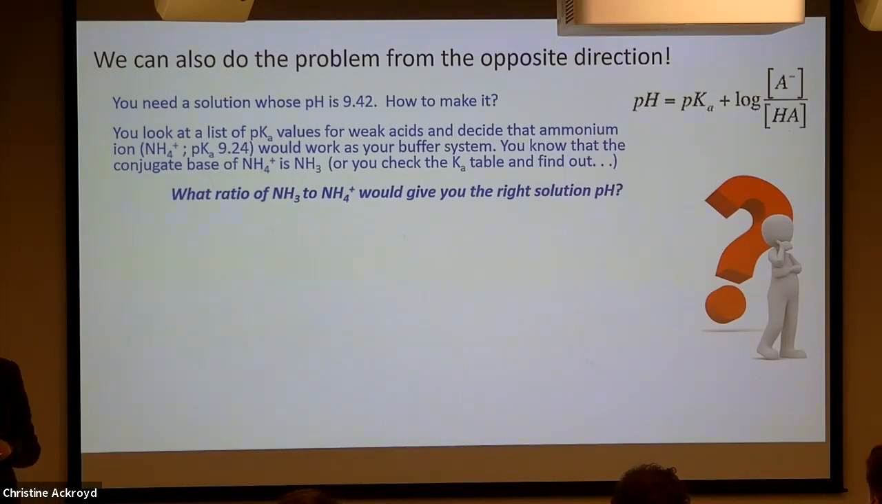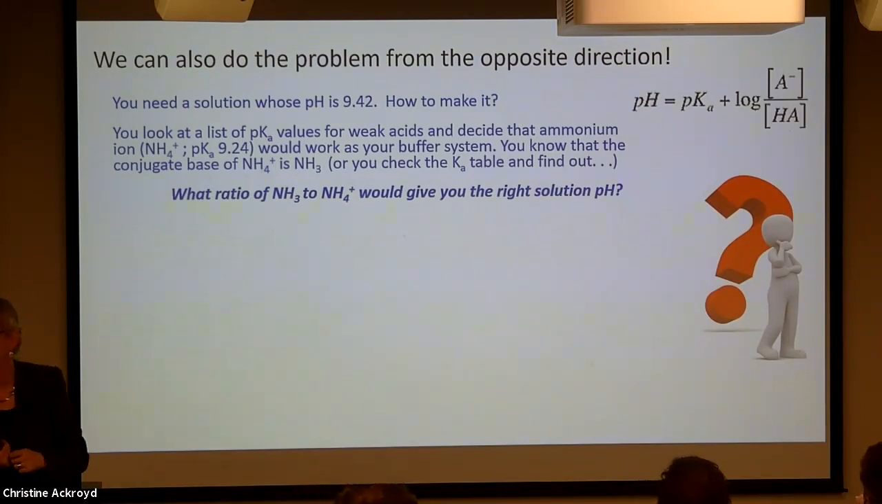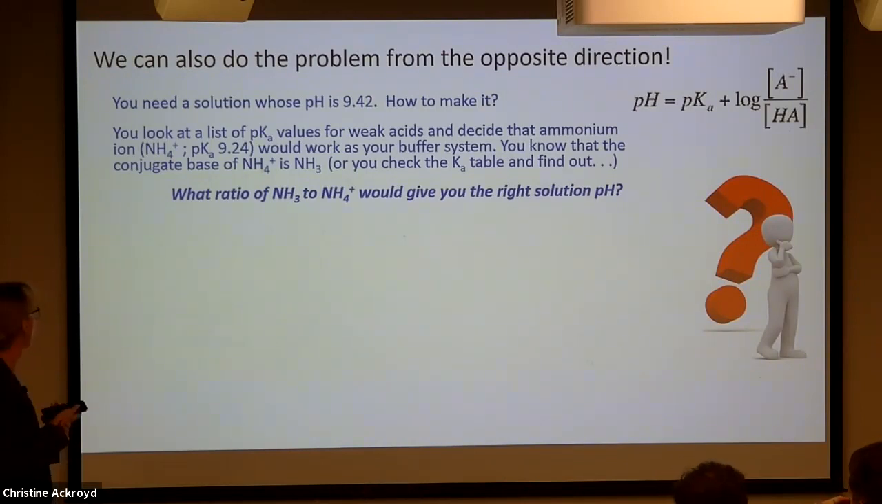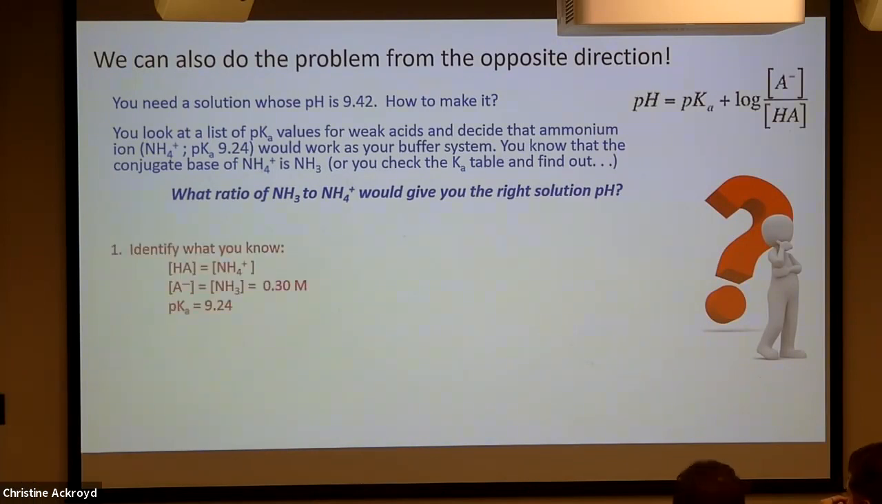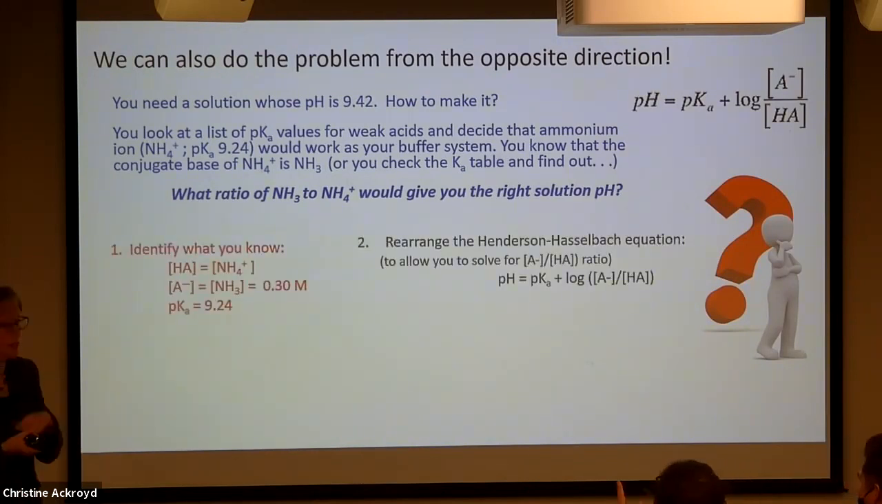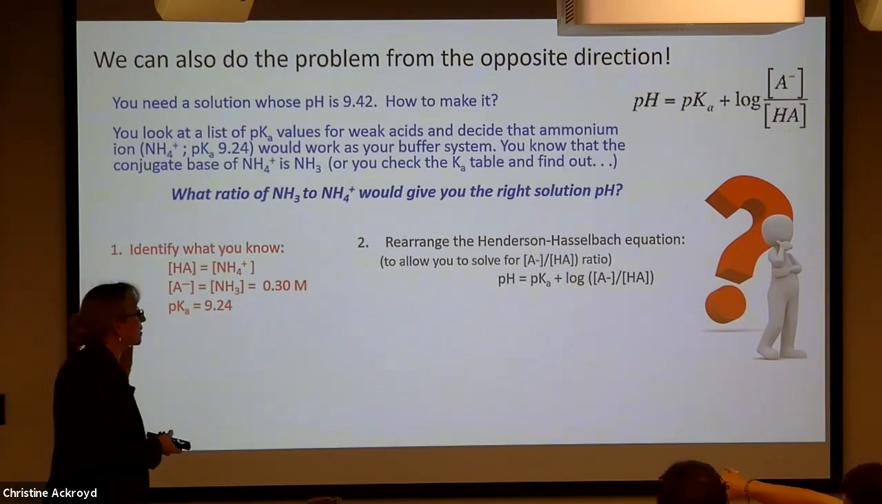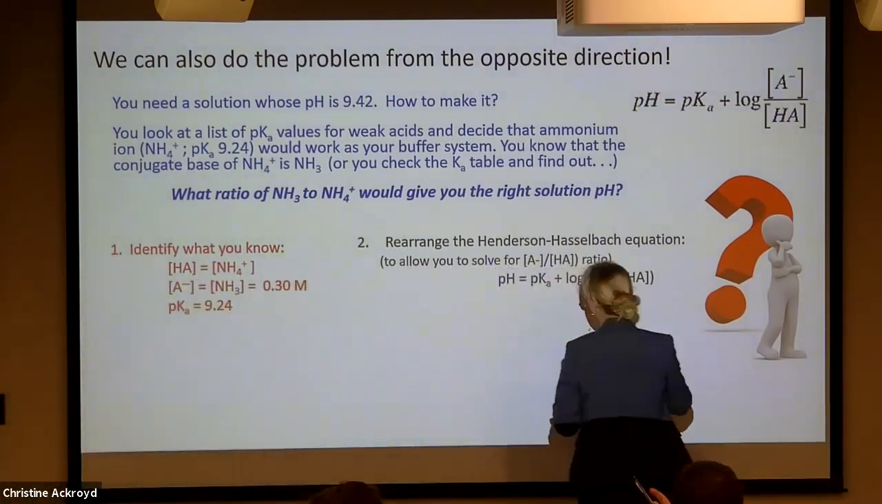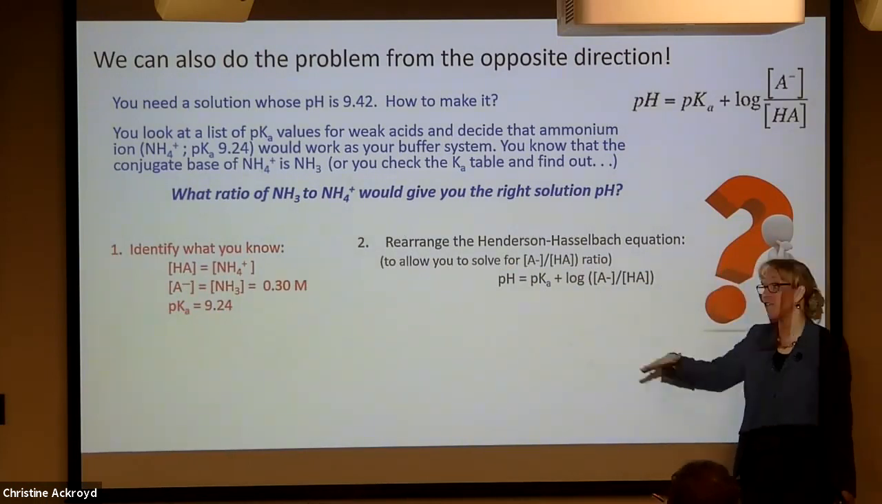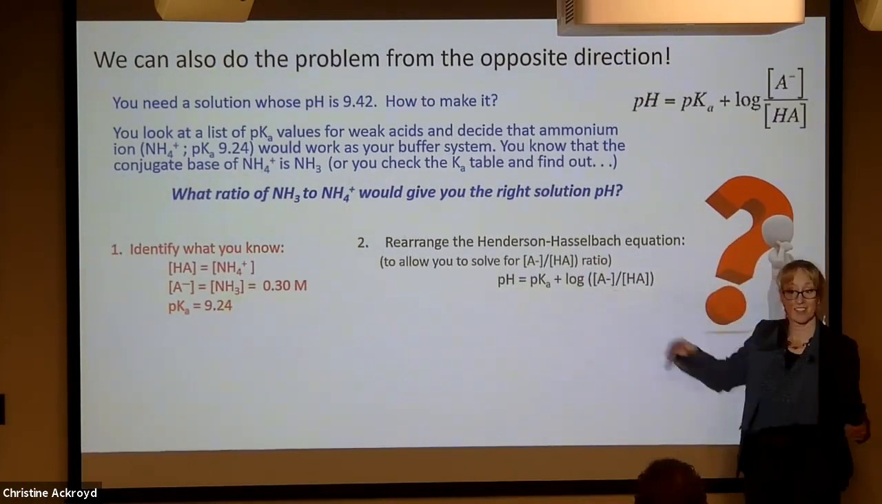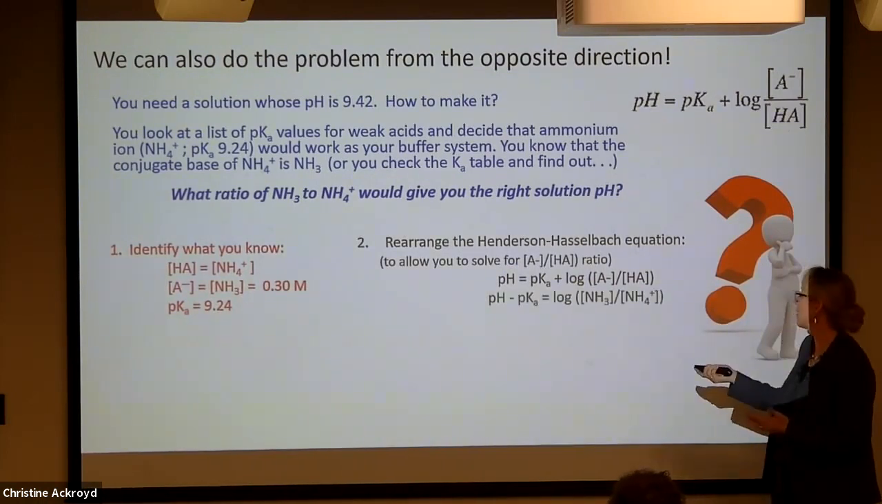So what ratio would we need to get that solution pH? How would we approach that? Tell your neighbor how you would do that. Basically, we just want to isolate the A over HA part. Ben says in the front, you want to solve for the A over HA part. Right? You do. So you rearrange the equation.